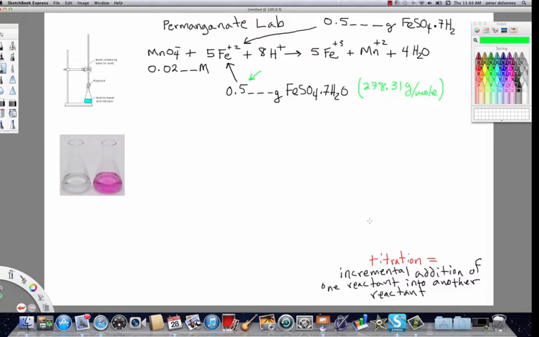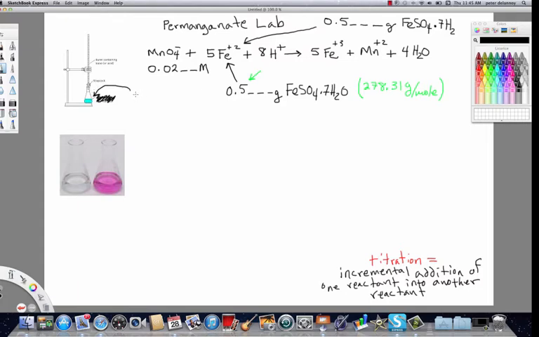And in a titration, and I've imported a couple images here off of the internet, the important thing for the student to realize is that you're going to have the two main reactants physically separated from one another. And with one of the reactants, you're going to need a method that will allow you to incrementally add that reactant into the other reactant. So in this case, what we're going to do is have the iron compound down here in the collection flask.